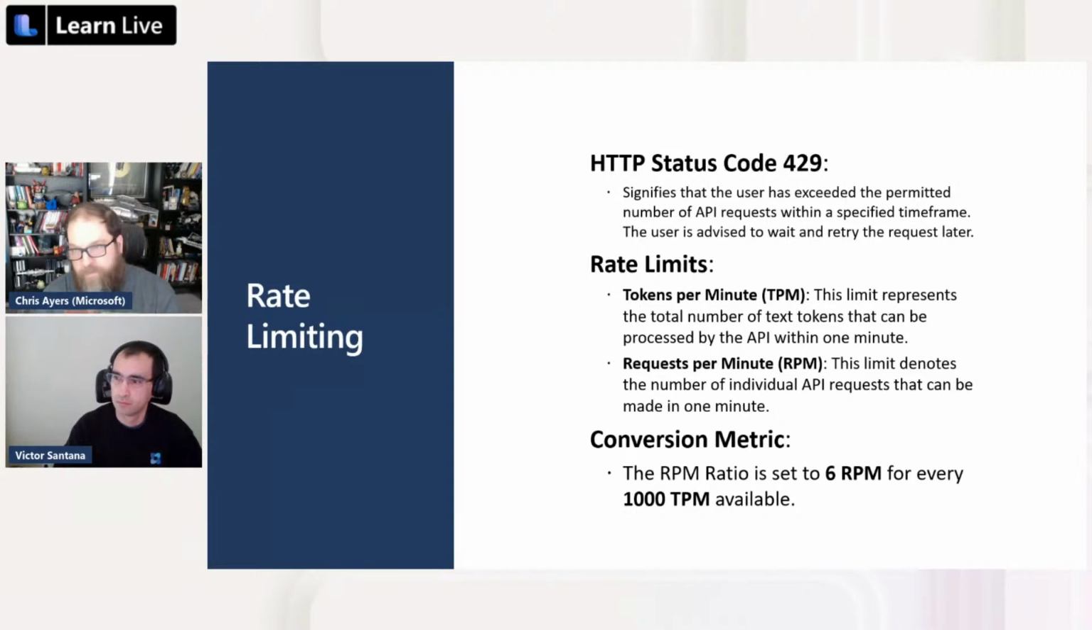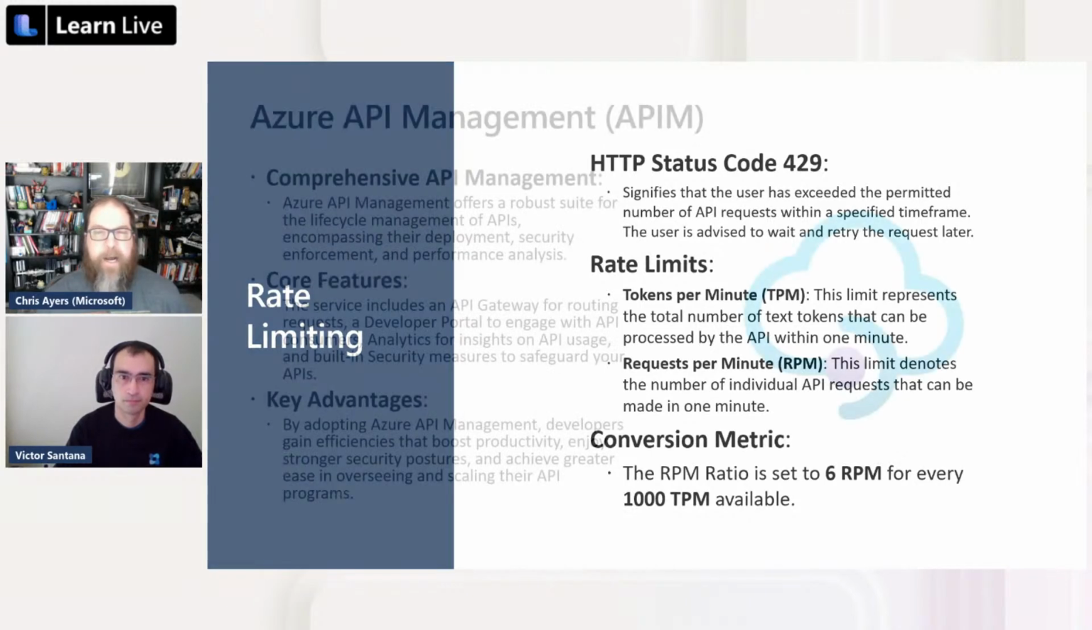Those are the numbers you're going to be thinking about. We're going to be thinking about 429s, or error codes, or retry codes. We're going to be thinking about tokens per minute and understanding our token usage. We're going to be thinking about requests per minute. Are we sending lots of small requests? For the most part, there's a conversion rate. This is a rule of thumb: about 6 RPMs for every 1,000 tokens. So there is some sort of conversion there.